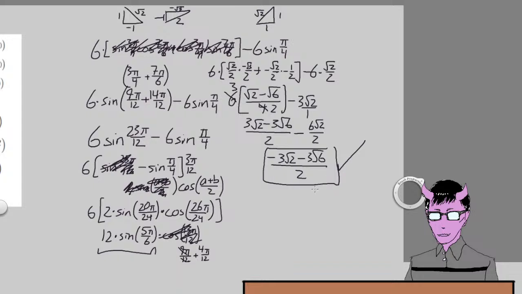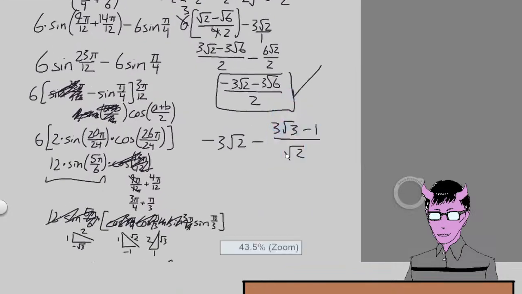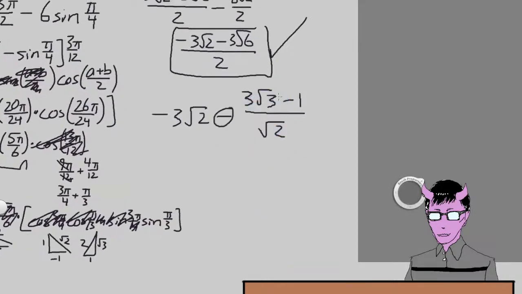Alright, so the calculator will report negative 3 root 2 minus 3 root 3 minus 1 over root 2. So they kept the irrational on the bottom. Let's just check, because I'm a little paranoid, so watch out for those double negatives. I guess this is just a review of radicals, right? So first we're going to rationalize this nonsense.